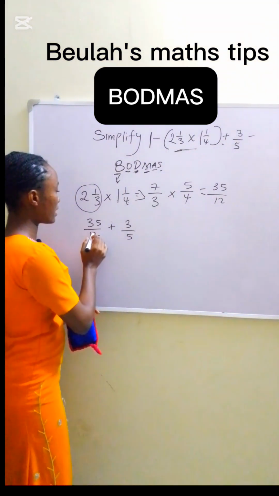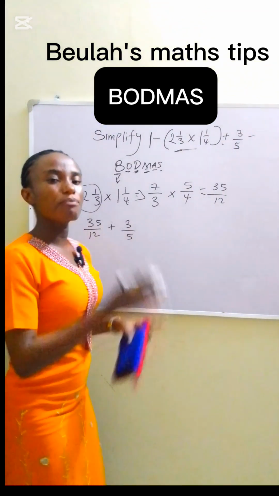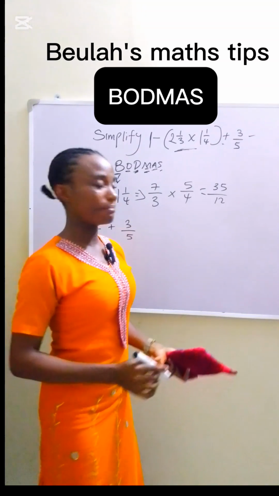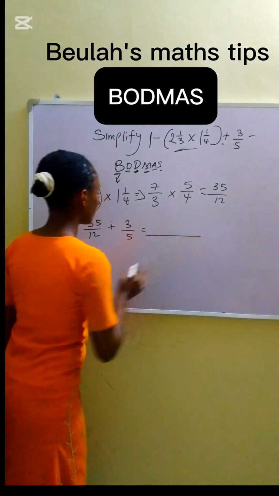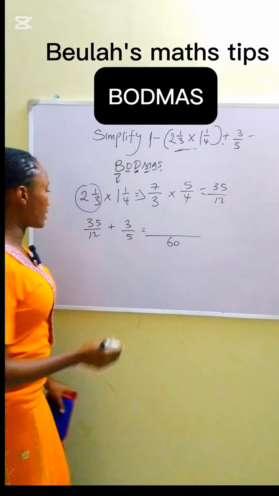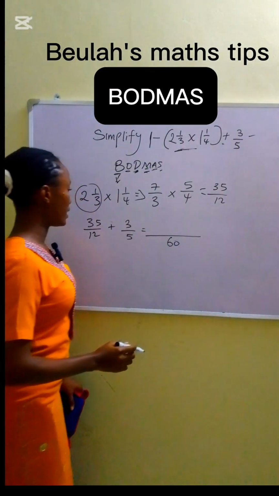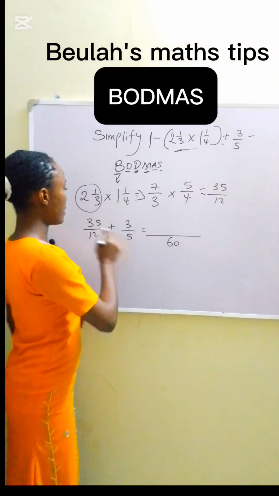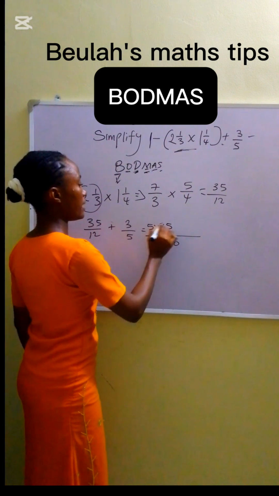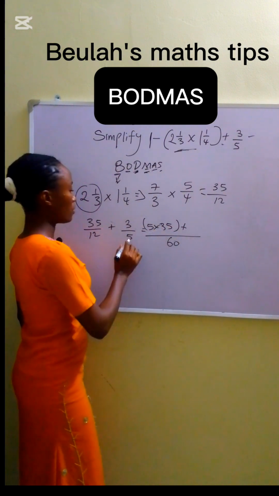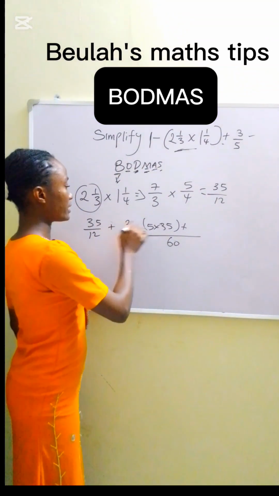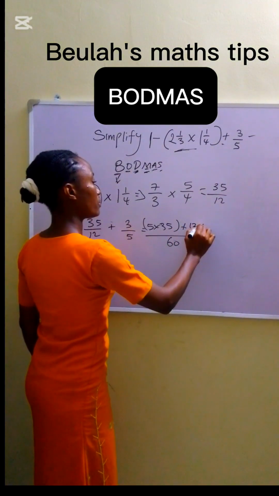Now if you look at this very well, we find that we have plus separating 2 fractions, so you make use of what we call LCM. So let's use the LCM. The LCM of 12 and 5 is 60. So 12 will go in 60 how many times? 5 times. So 5 times 35. And 5 will go into 60 how many times? 12 times. Now 12 times 3.